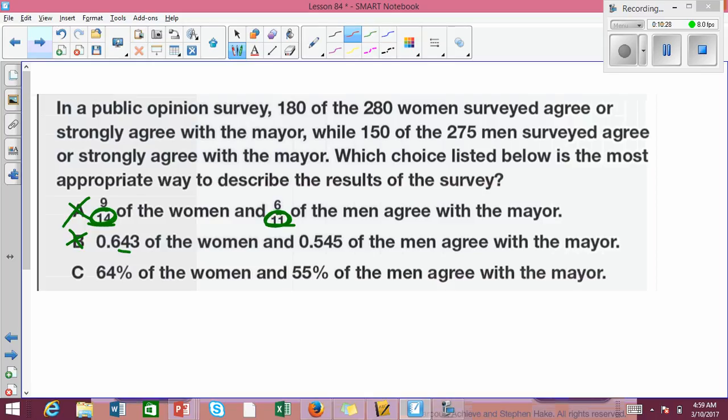64% of the women and 55% of the men agree with the mayor. There is a value that I can see there. So when we're giving these results, we want to make sure there's a value we can see, a relationship we understand. So there would be your solution. And that was your last problem.